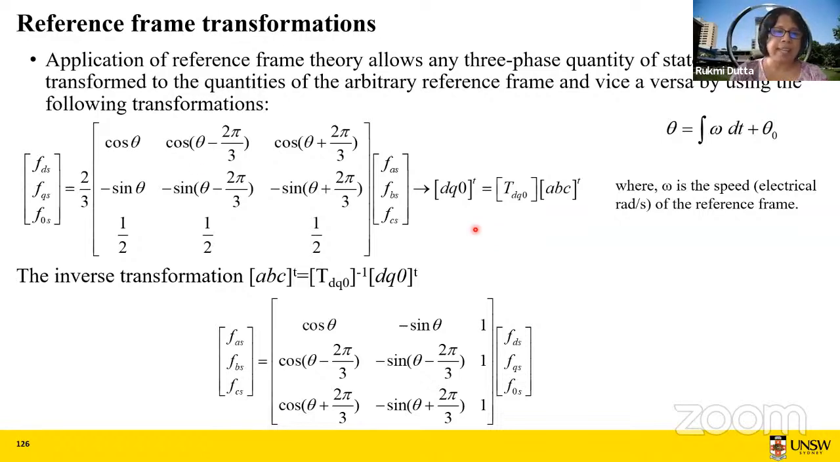So as we can convert our ABC quantity to DQ by using the inverse of this matrix, we can also convert our DQ quantity back to ABC, okay? So that's the basic principle of reference frame transformation. Convert ABC to DQ or DQ back to ABC. Synchronous reference frame is known as Park's transformation. Stationary reference frame, when theta is 0, we get the Clarke's transformation.